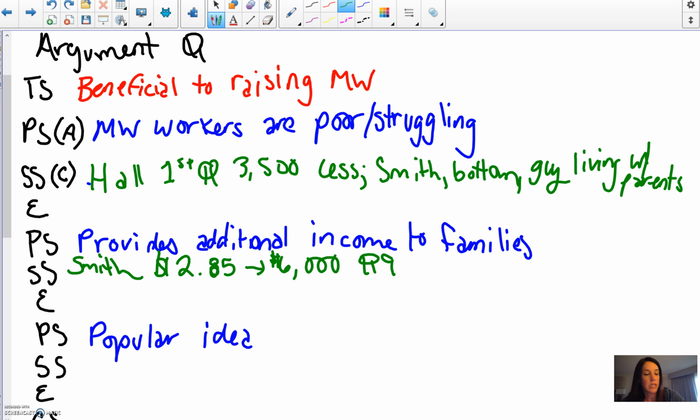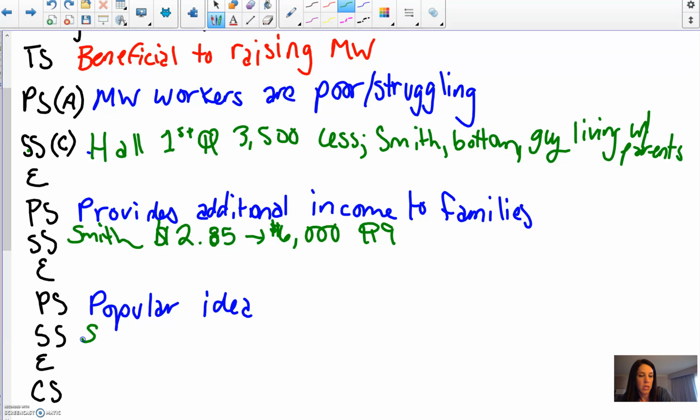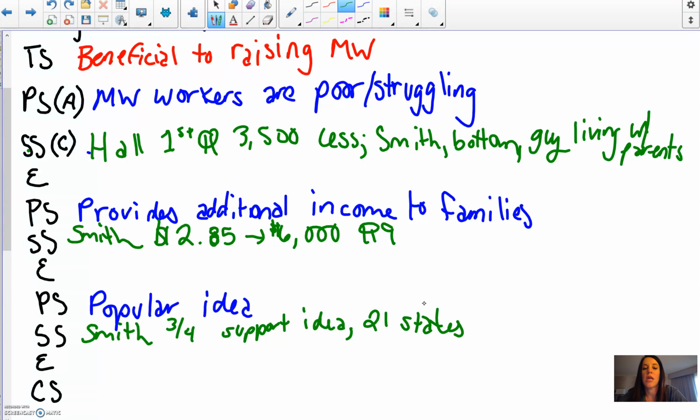Okay, last one is that it's a popular idea. And again, that's the Smith article. And they talk about how 3/4 of the U.S. supports this idea. And also that 21 states have already done that. And they're both in the Smith article. And again, that kind of shows that if people want it, we should be doing it. And if there's already all these states that are doing it, why not keep it up?